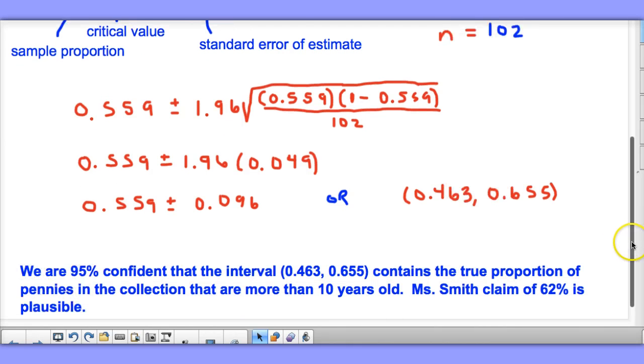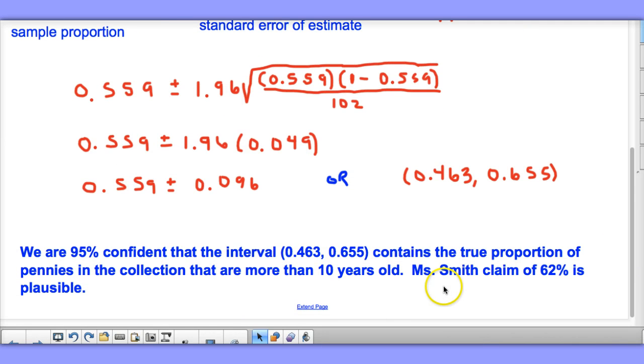So if we want to interpret this, we would say we are 95% confident that the interval 0.463 to 0.655 contains the true proportion of pennies in the collection that are more than 10 years old. Remember, Mrs. Smith claimed that 62% of her pennies were more than 10 years old. And since 62% is in this interval, 62% is a plausible value.